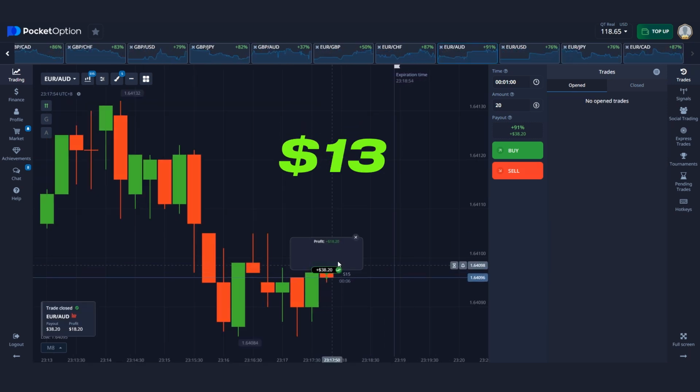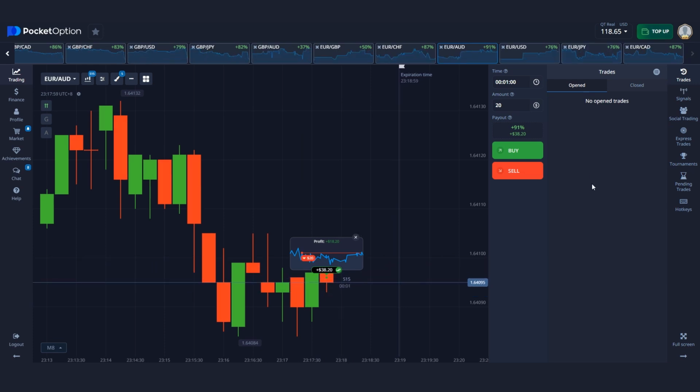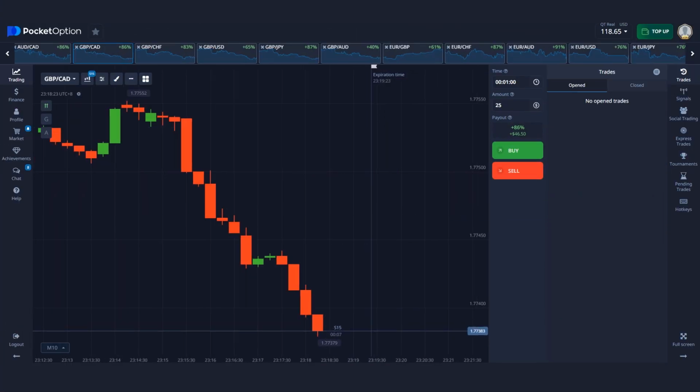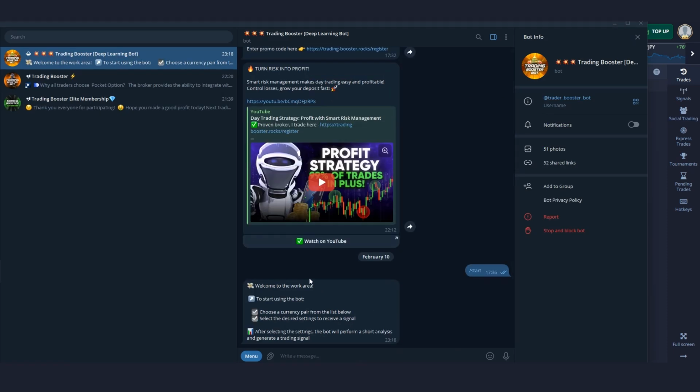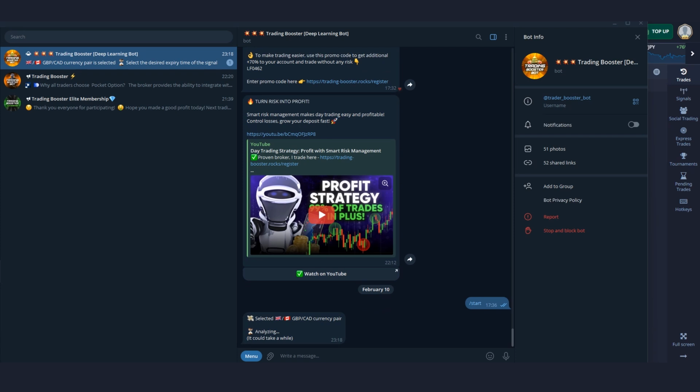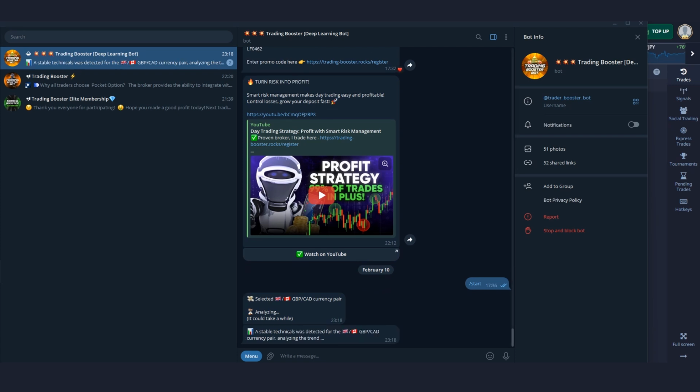The great first trade brings me $18, and as you can see, my balance is already $118. I also want to open the next trade at 20%. That's already about $25. I'm choosing a currency pair, British pound, Canadian dollar. I'm selecting this currency pair in the bot and the trade duration. I'm also choosing 1 minute as I'm quickly increasing my deposit.